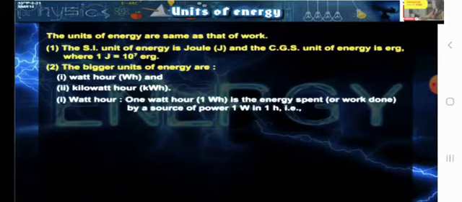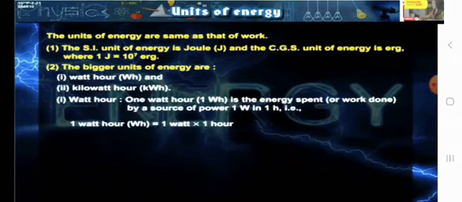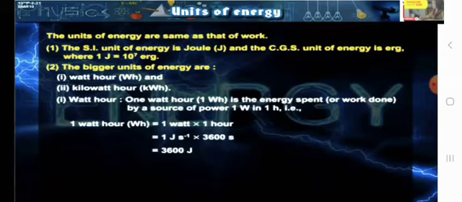First, watt hour. 1 watt hour, 1 WH, is the energy spent or work done by a source of power, 1 watt, in 1 hour. That is, 1 watt hour is equal to 1 watt into 1 hour, which equals 1 joule per second into 3,600 seconds, which equals 3,600 joule, which equals 3.6 kilojoule. Let this be equation 9.